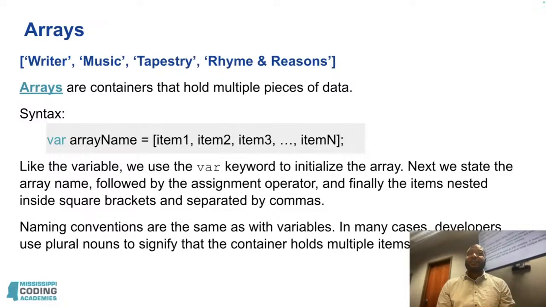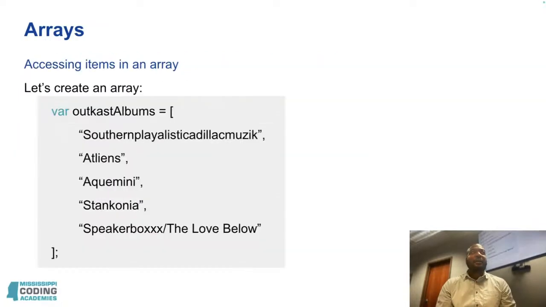Naming conventions are the same as with variables. In other words, we can't use special characters. With arrays, the first letter is usually lowercase. You can use an underscore if you want to. You can use a $ sign if you want to. But here's an important point. In many cases, developers use plural nouns to signify that the container holds multiple items. So I wouldn't say var album, I say var albums. And that helps to indicate that this is an array.